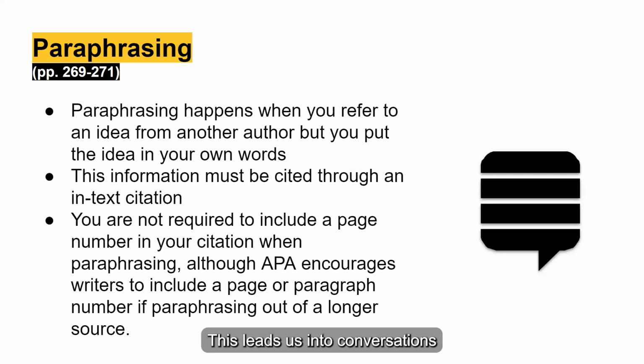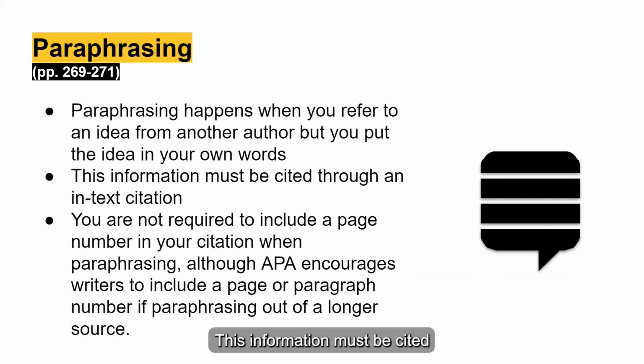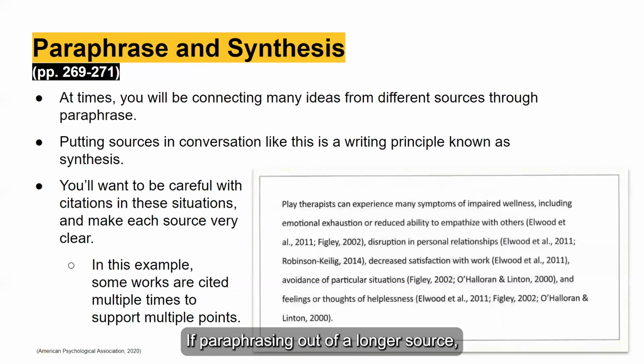This leads us into conversations about paraphrasing. Paraphrasing happens when you refer to an idea from another author, but you put the idea in your own words. This information must be cited through an in-text citation. As we covered earlier, you could use a parenthetical citation or a narrative citation to attribute this information. You are not required to include a page number in your citation when paraphrasing, although APA does encourage writers to include a page or paragraph number if paraphrasing out of a longer source.